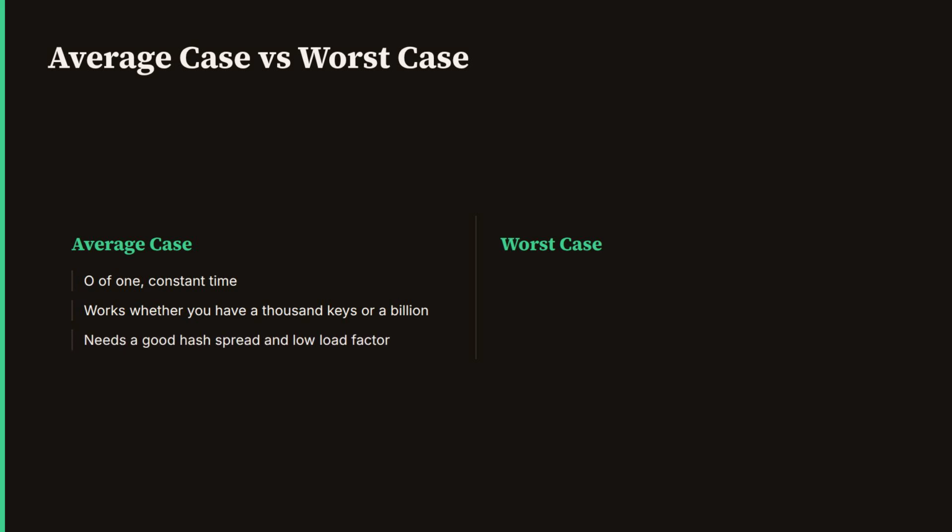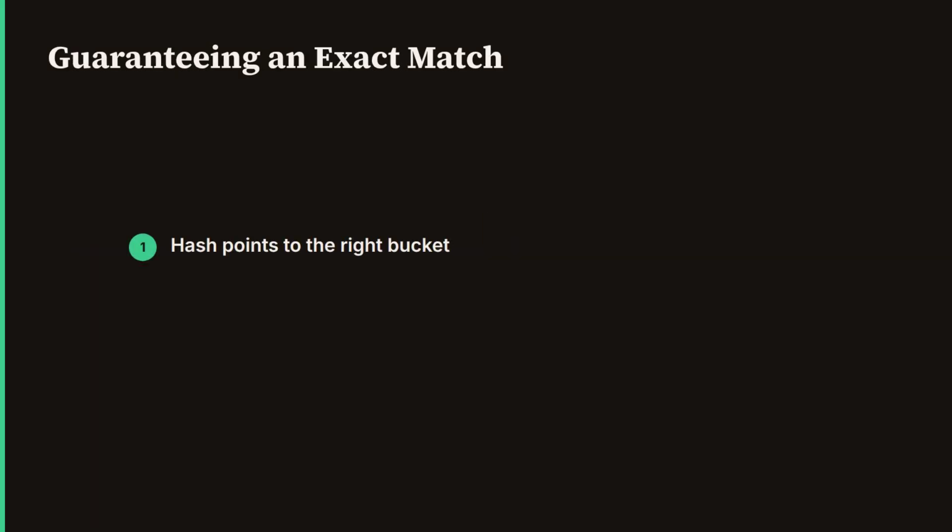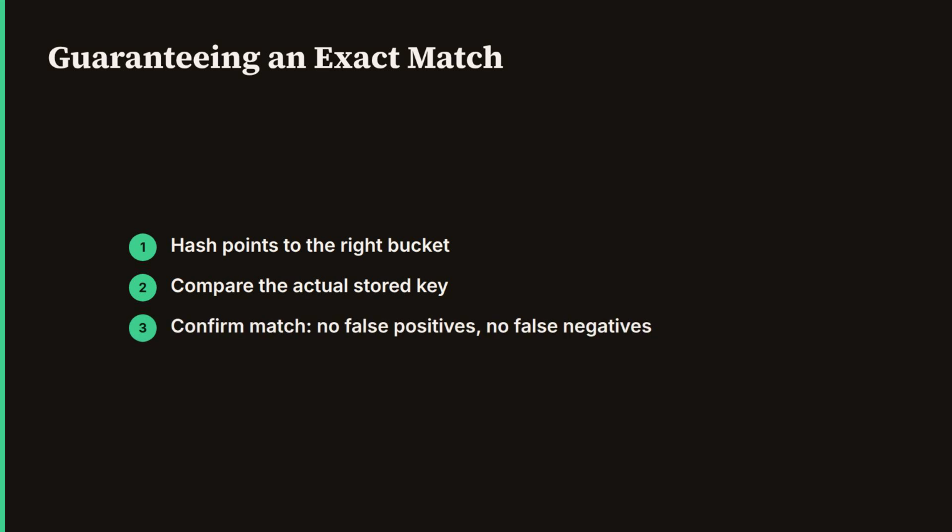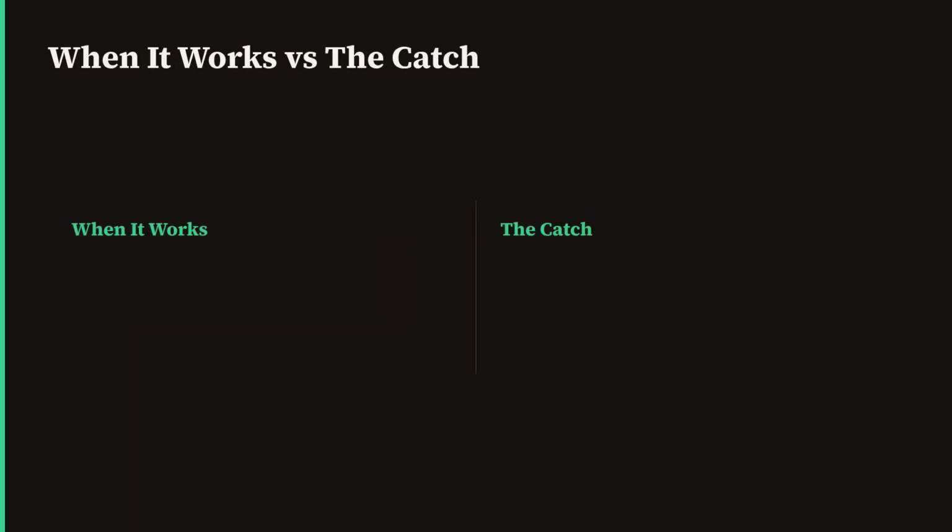Whether you have 1,000 keys or a billion, as long as the hash function spreads keys well, and the table resizes to keep its load factor low. In the worst case, with pathological or adversarial collisions, a lookup can degrade toward linear time, and the answer it gives back is exact. No false positives, no false negatives ever, because after the hash points you at the right bucket, you compare the actual stored key itself before confirming a match. If your dataset fits in memory, and memory is not the thing you are rationing, this is correct, it is fast, and there is no reason to reach for anything cleverer.